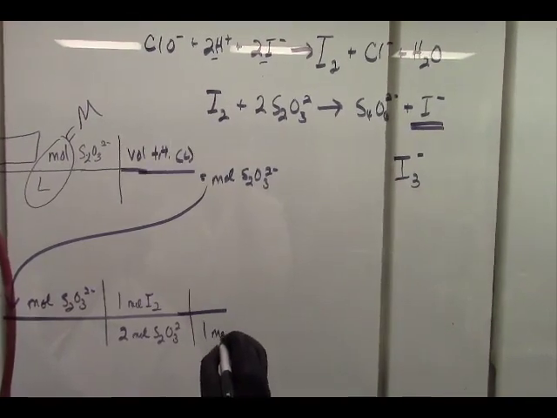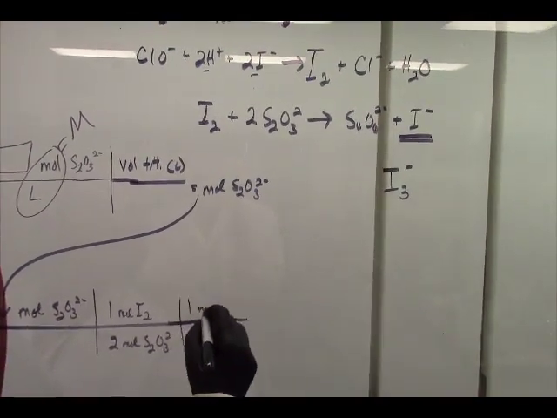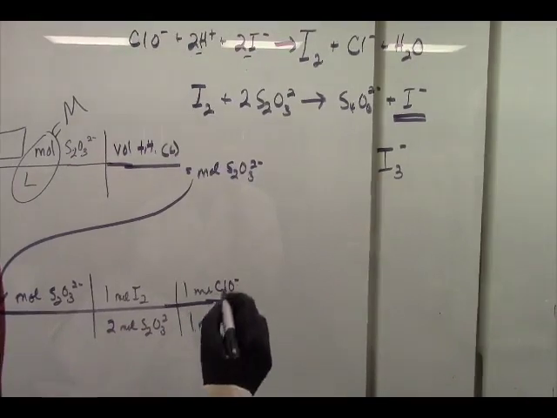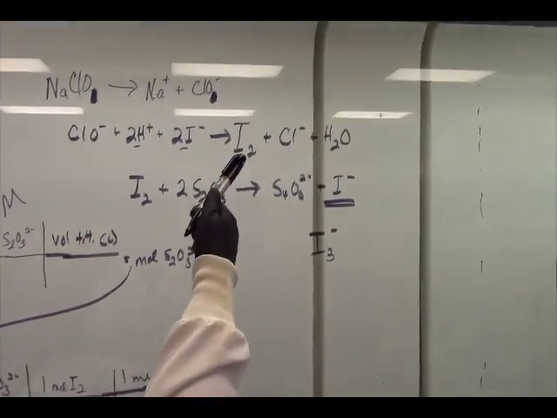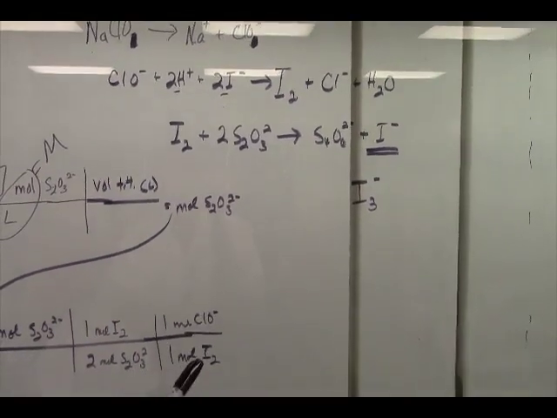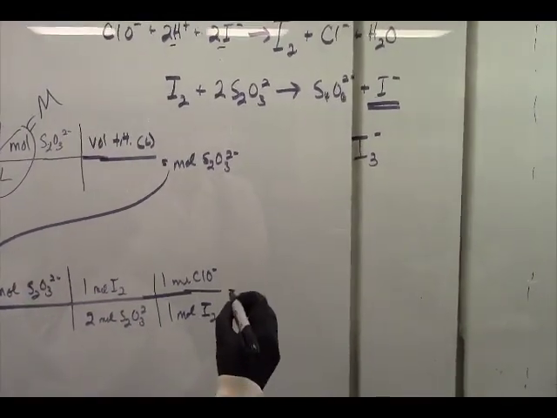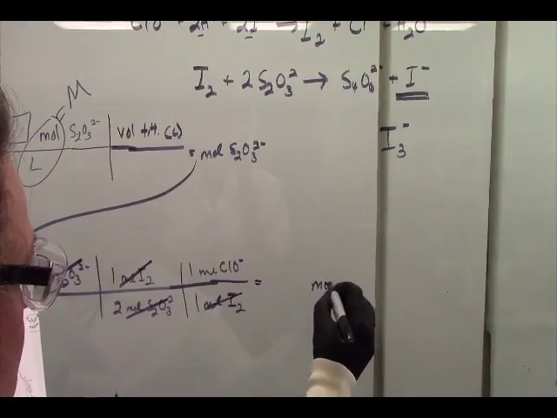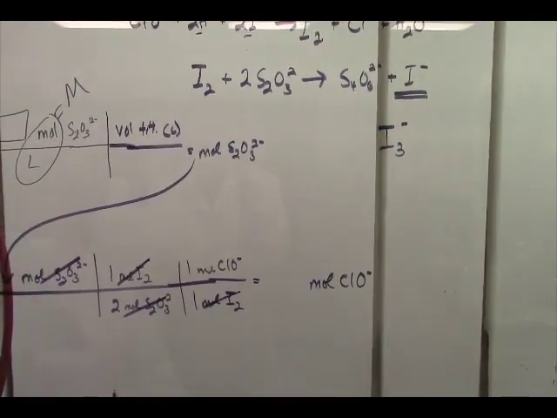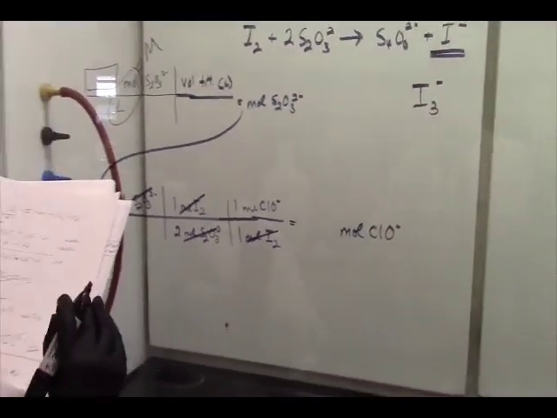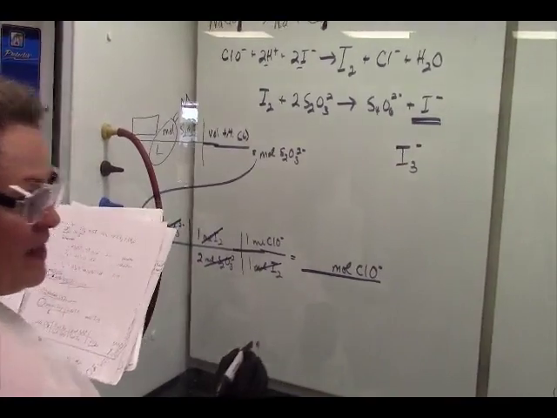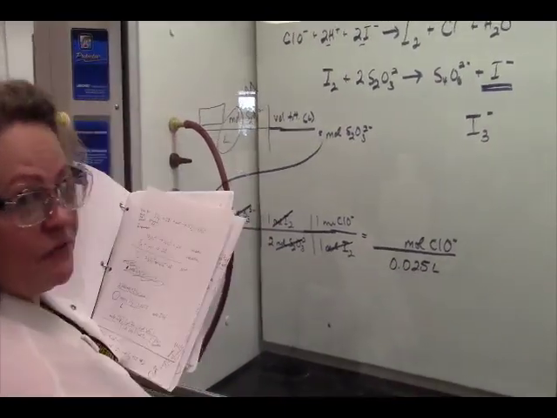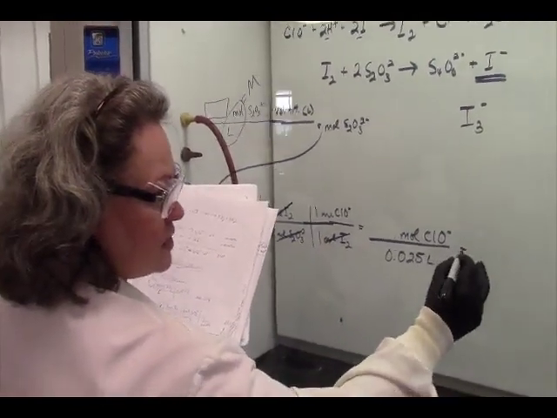Then we have 1 mole of I2 from 1 mole of hypochlorite. Right, from here. 1 mole of this comes from 1 mole of that. So that's where that stoichiometry comes from. Okay? That's going to leave us with, once we cancel, moles of bleach. We want concentration. Our original problem asked for concentration. So we divide this by the aliquot that we took for each sample, which was 25 milliliters. So moles per liter is going to give us concentration.